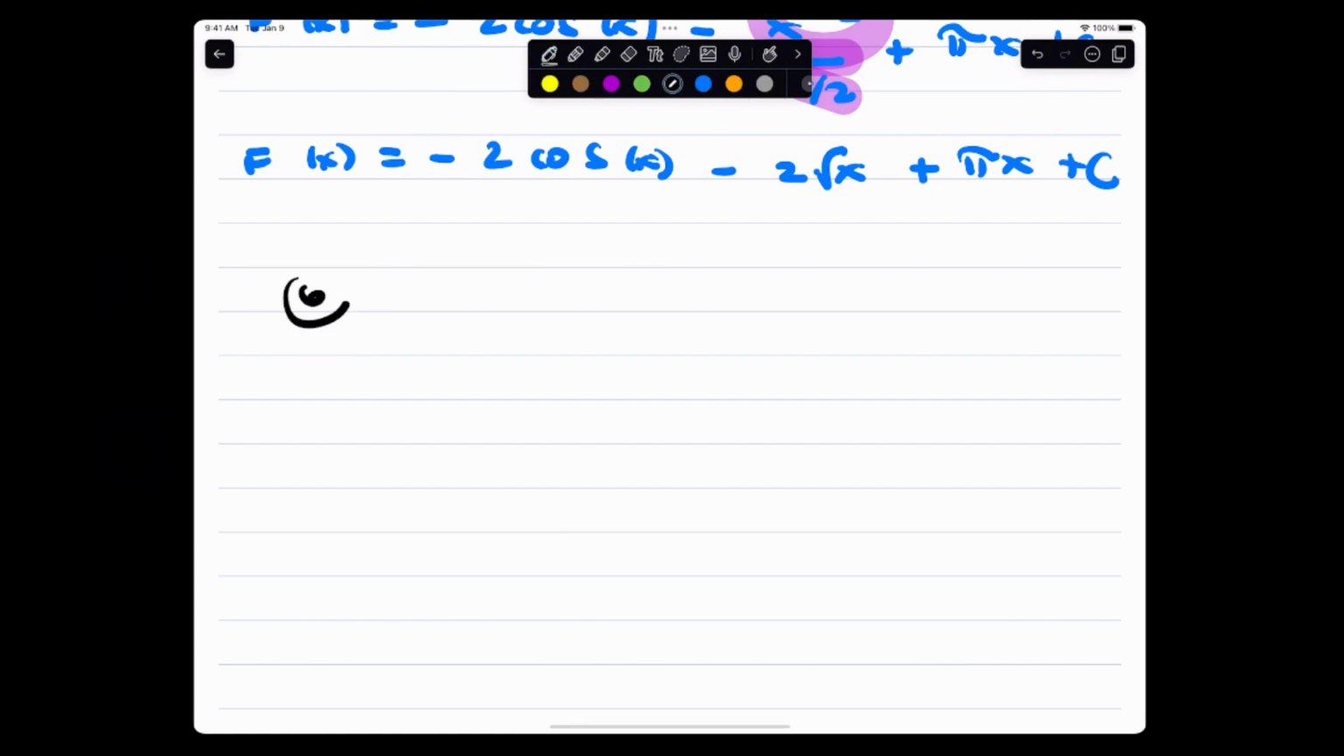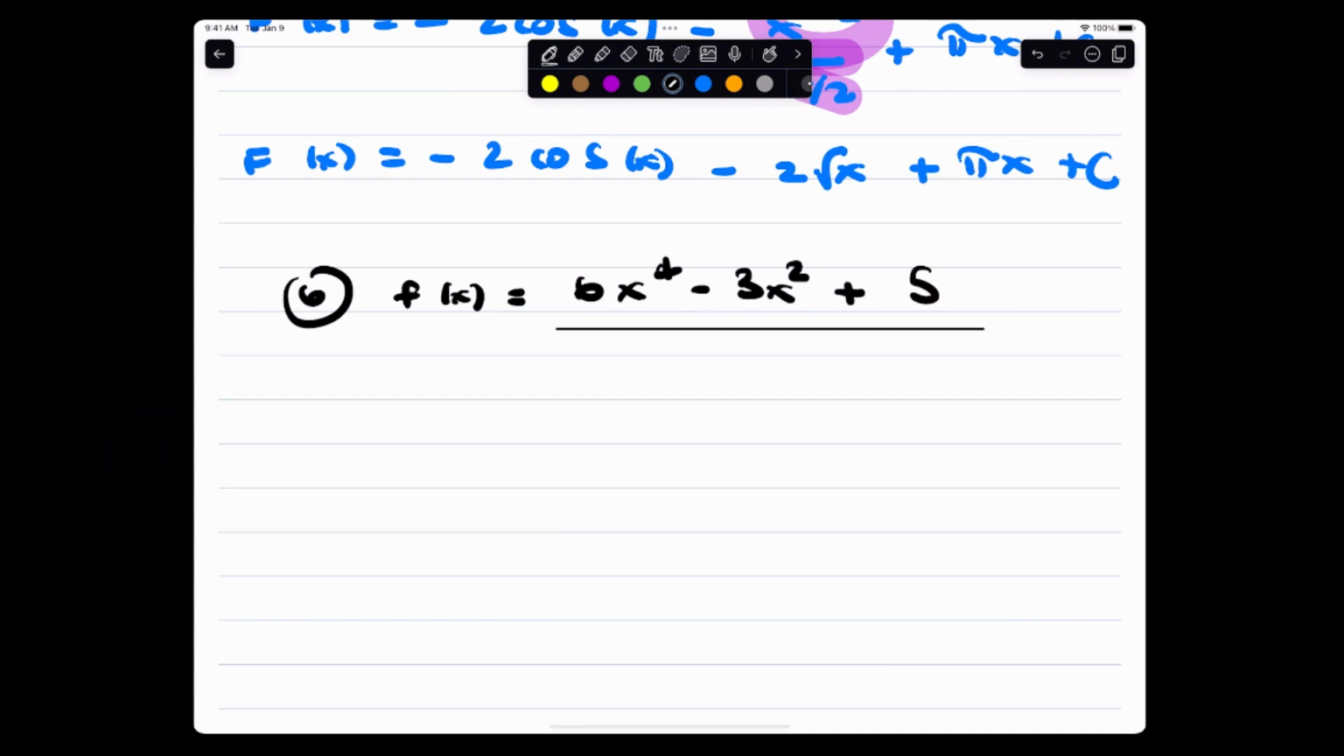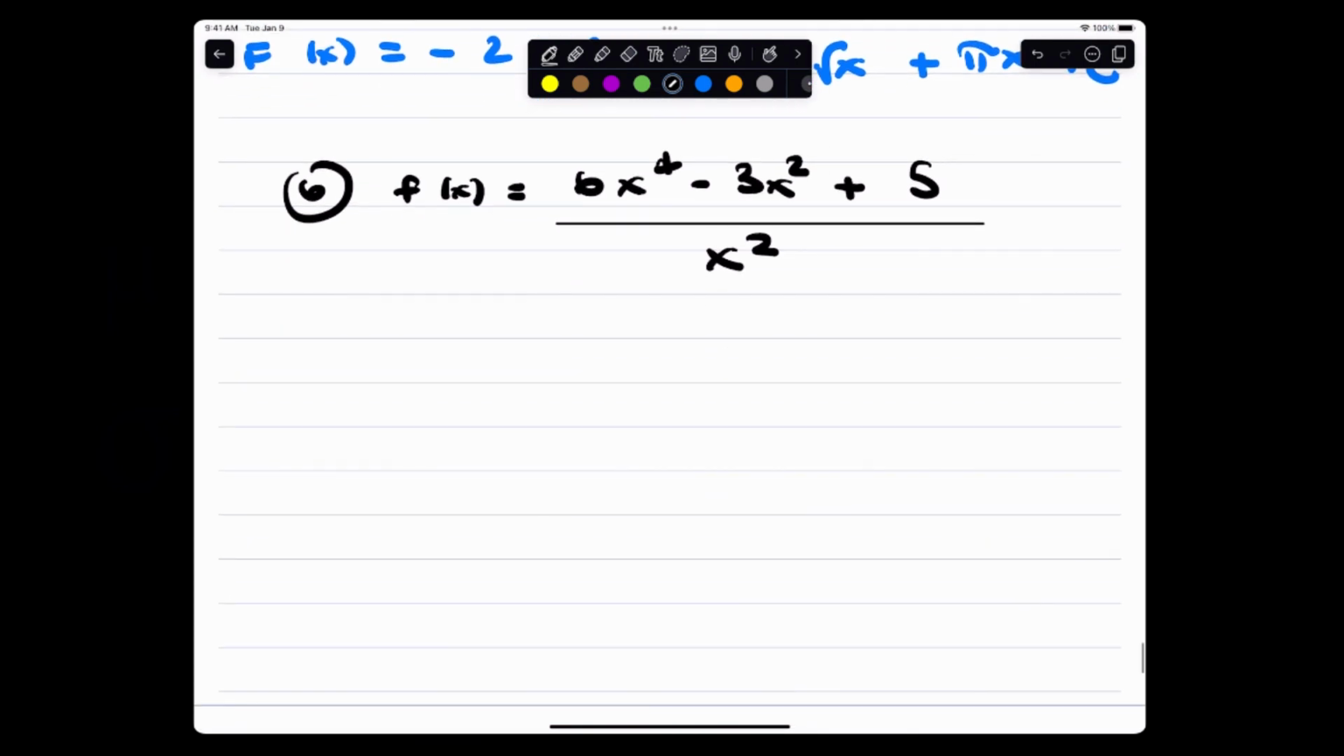So they have 6 here. They say, okay. They give us a function here like 6x to the 4th minus 3x squared plus 5, everything over x squared. And you go, oh my God, what did they just do?